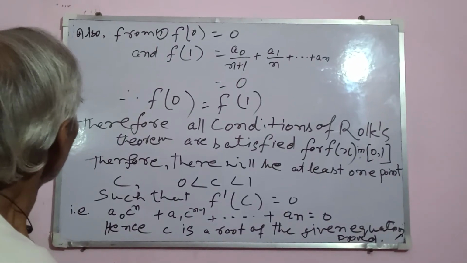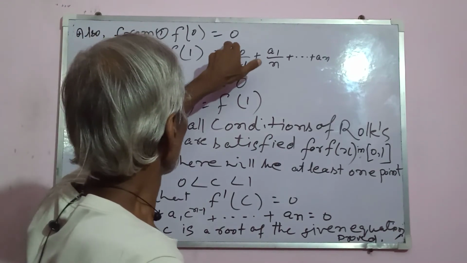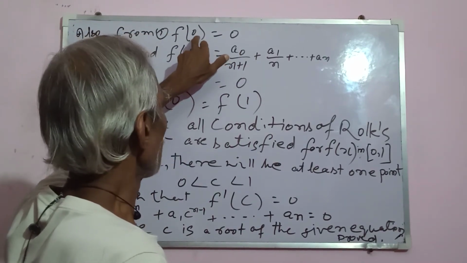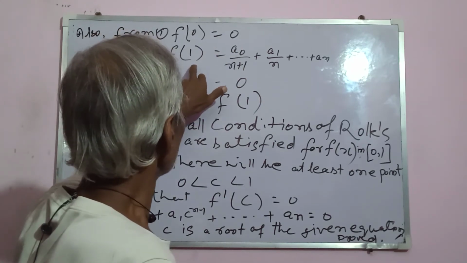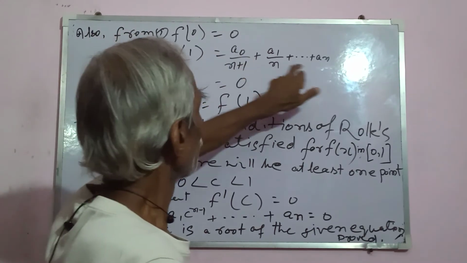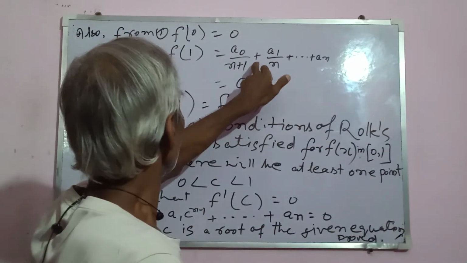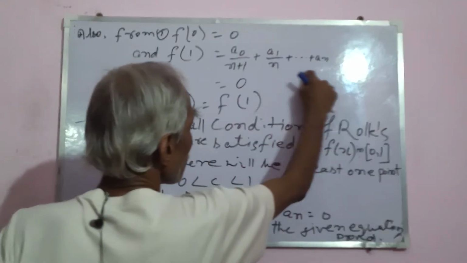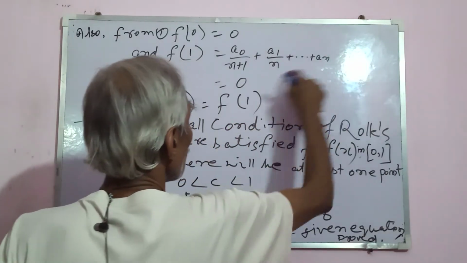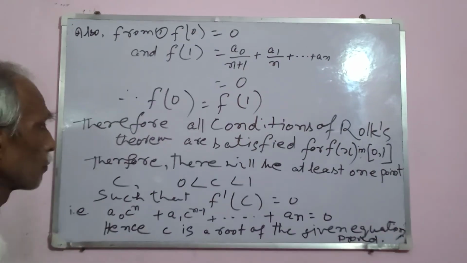Also, from equation 1, f(0) is equal to 0. If you put the value of x as 0, then you will get 0. And f(1) is equal to this. If you put the value of x in equation 1, and the value of this is given in equation 1 as 0, so this will be 0. Therefore, f(0) is equal to f(1).